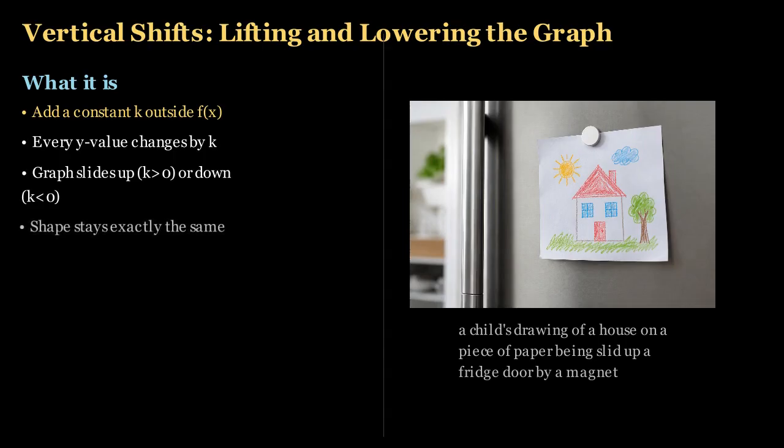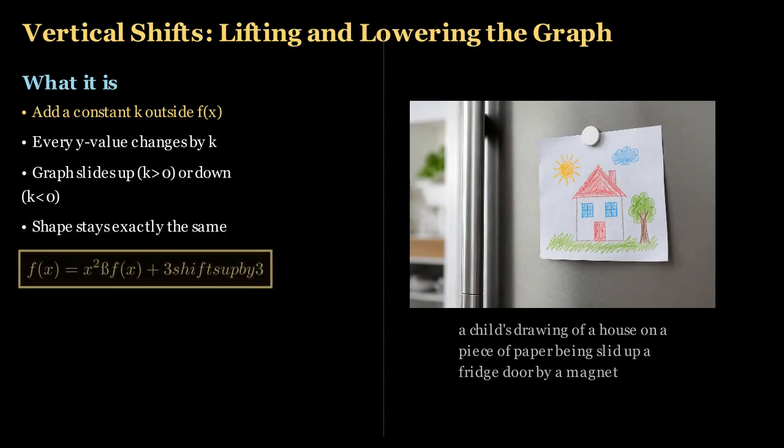We take the function, like f of x equals x squared, and we add a constant k outside, f of x plus k. This adds k to every single y value the function produces. If k is positive, say plus 3, every point moves up 3 units. If k is negative, say minus 2, every point moves down 2 units. The shape, the width, the way it curves, all of that stays exactly the same. Only its vertical position changes.